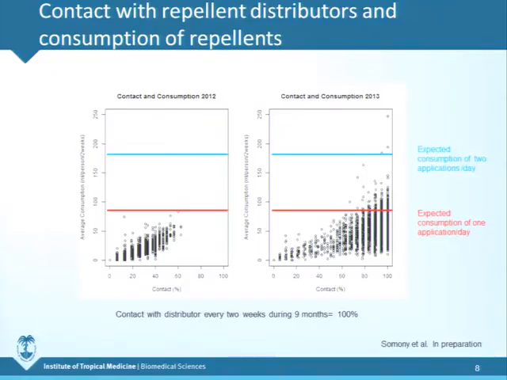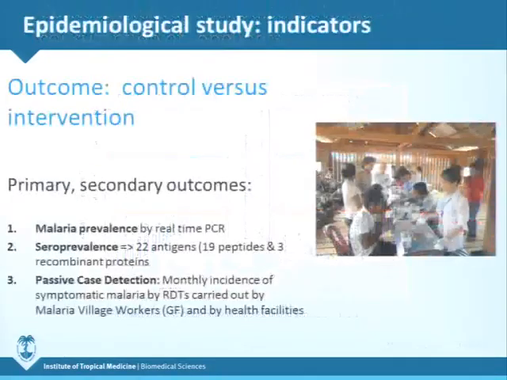Regarding the consumption, the average consumption of repellent every 2 weeks: we expect that if they use it only once a day, a little bit less than 100 milliliters every 2 weeks, and we can see that also in the second year this was largely improved. However, very few people were using the repellent 2 times a day.